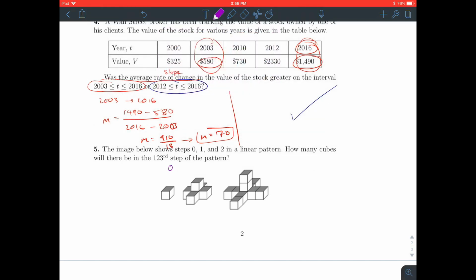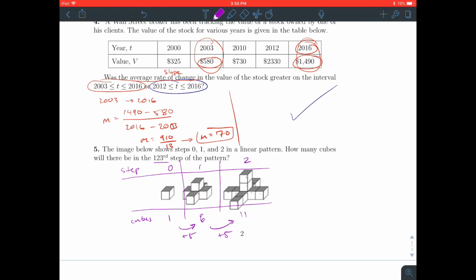Last question. The image below shows steps 0, 1, and 2 in a linear pattern. How many cubes will there be in the 123rd step of the pattern? So it looks like in the 0th step, I have 1 cube. In the first step, I have 1, 2, 3, 4, 5, plus the one inside, 6 cubes. And in the second step, I have 1, 2, 3, 4, 5, 6, 7, 8, 9, 10, plus the one inside, that's 11 cubes. So the overall pattern seems to be that the number of cubes increases by 5 for every step number.